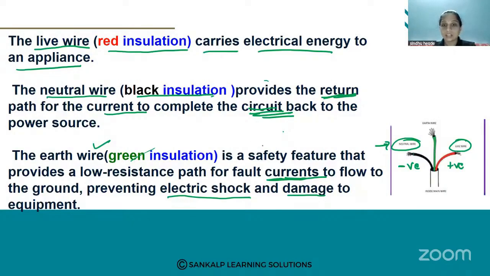It saves our devices also. That is the main working of the earth wire.